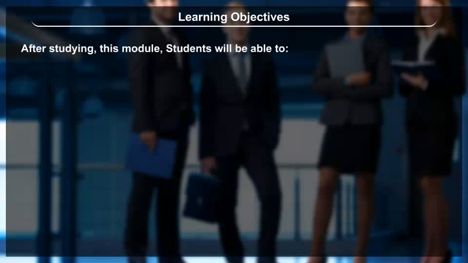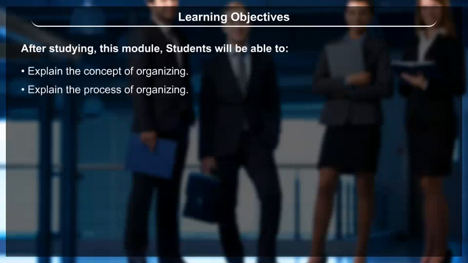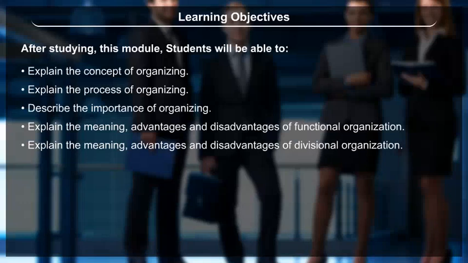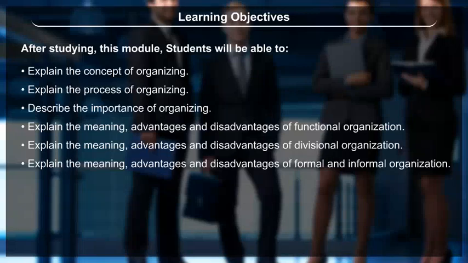Learning objectives. After studying this module, students will be able to explain the concept of organizing, explain the process of organizing, describe the importance of organizing, explain the meaning, advantages, and disadvantages of functional organization, explain the meaning, advantages and disadvantages of divisional organization. Explain the meaning, advantages and disadvantages of formal and informal organization.